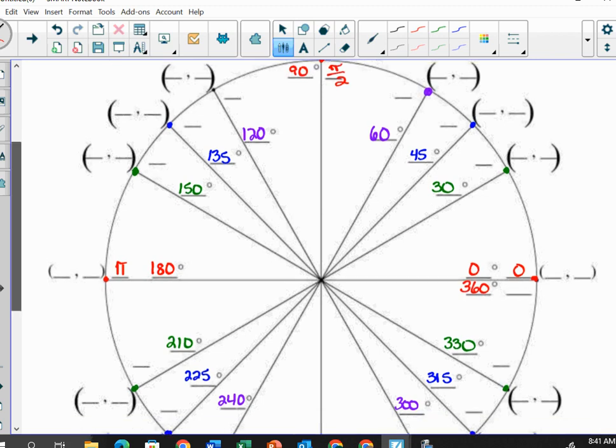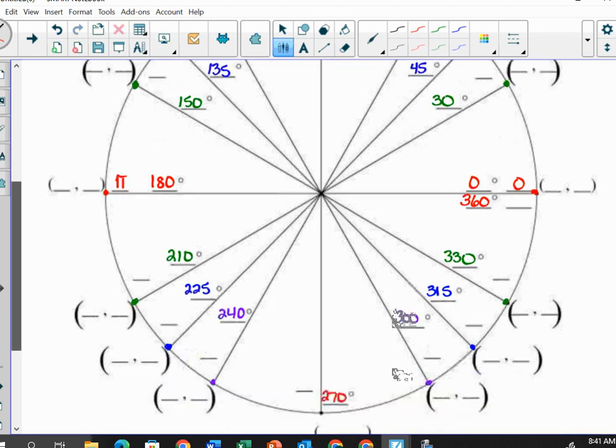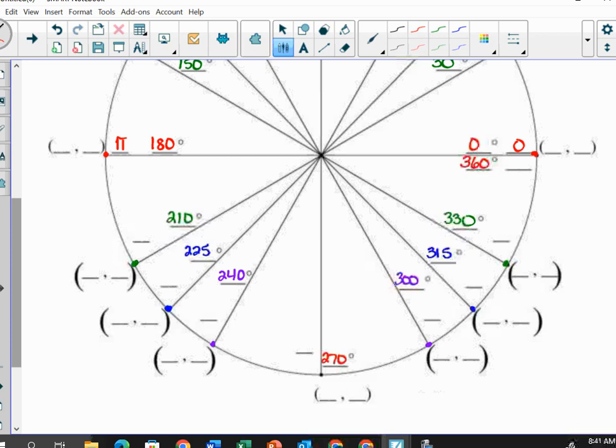All right, guys. Pi over 2 was up at 90. Pi at 180. What is it going to be down at 270? 3 pi over 2, yes. Or 3 over 2 pi. We usually write it this way. 1.5 pi. Because what is 360 if I go all the way around? 2 pi. Okay?